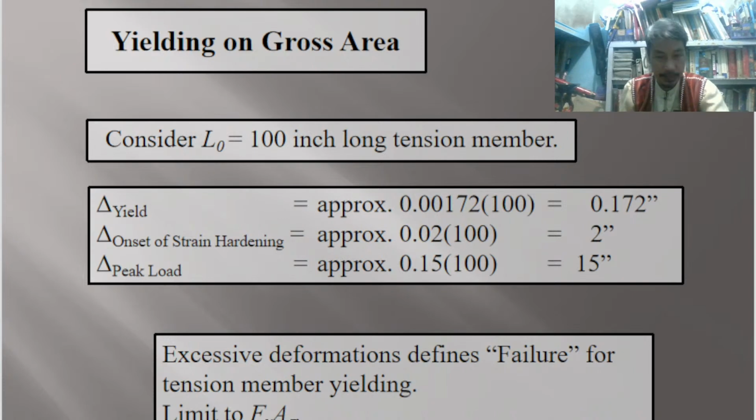Okay, sorry. So, you cannot feel safe about that. That means yielding of gross area is a very important strength limit state when we are talking of tensile failure mode.